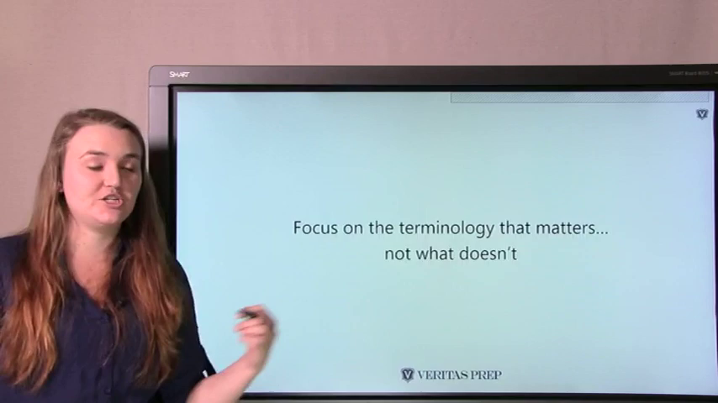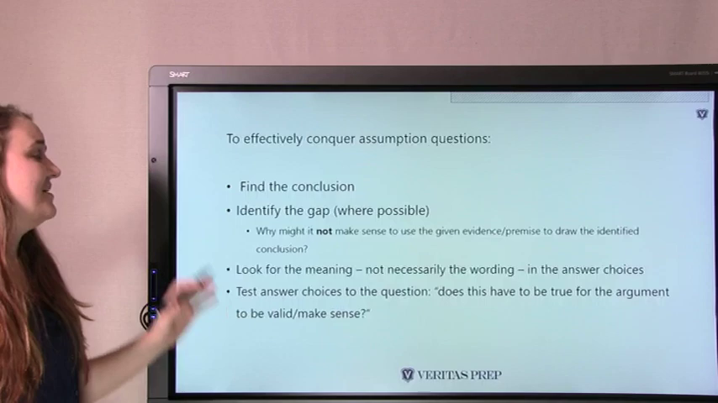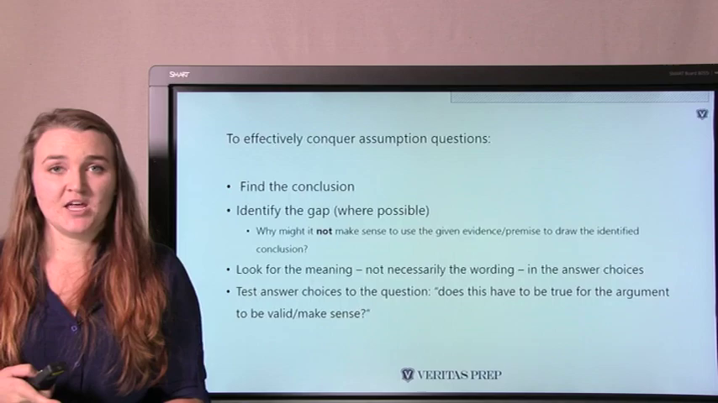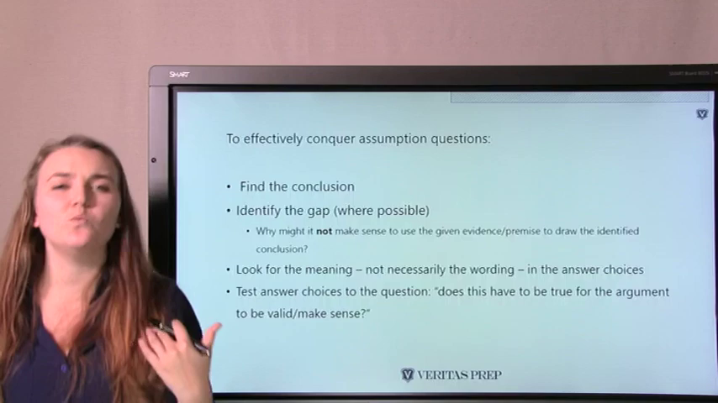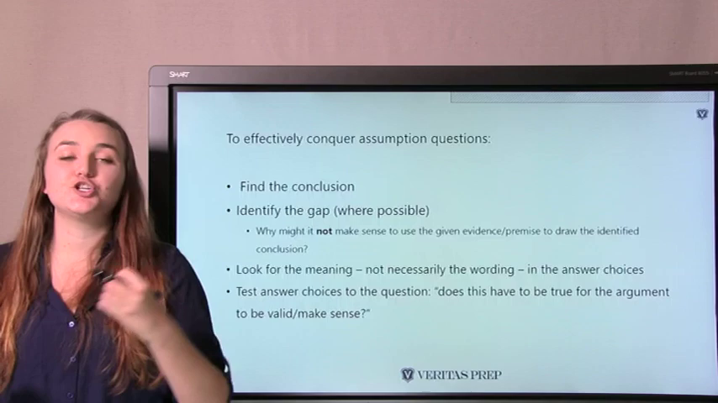So to really briefly round us back to the couple of big picture takeaways that I've sprinkled in over the course of this past little over an hour. To effectively conquer assumption questions, we want to make sure we're able to identify the conclusion, and thus the relevant premises, and that we can identify the gap where possible. It won't always jump right out at you, but if it does, it puts you in a really good position to find the meaning of the correct answer among the answer choices, rather than trying to match or puzzle each answer choice back into the stimulus.